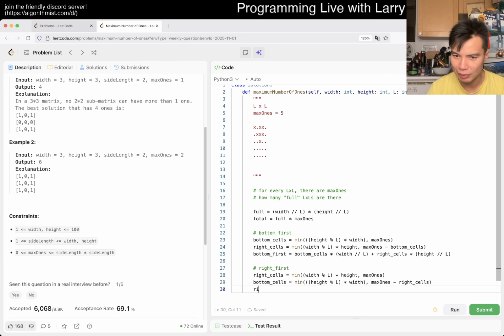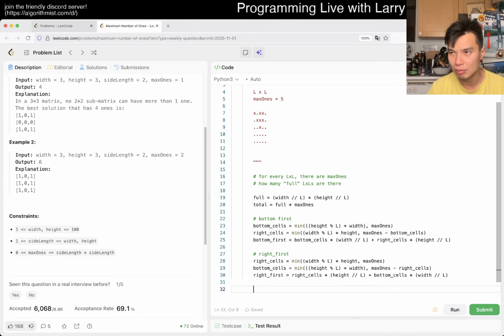And now you have right first, which is equal to the same idea: the number of cells we have, and the number of big cells plus bottom cells, times with right? Keep in mind that I have not forgotten the extra, the overlap, right? That's why this is divided down. And then the overlap is just width mod L times height mod L, right?